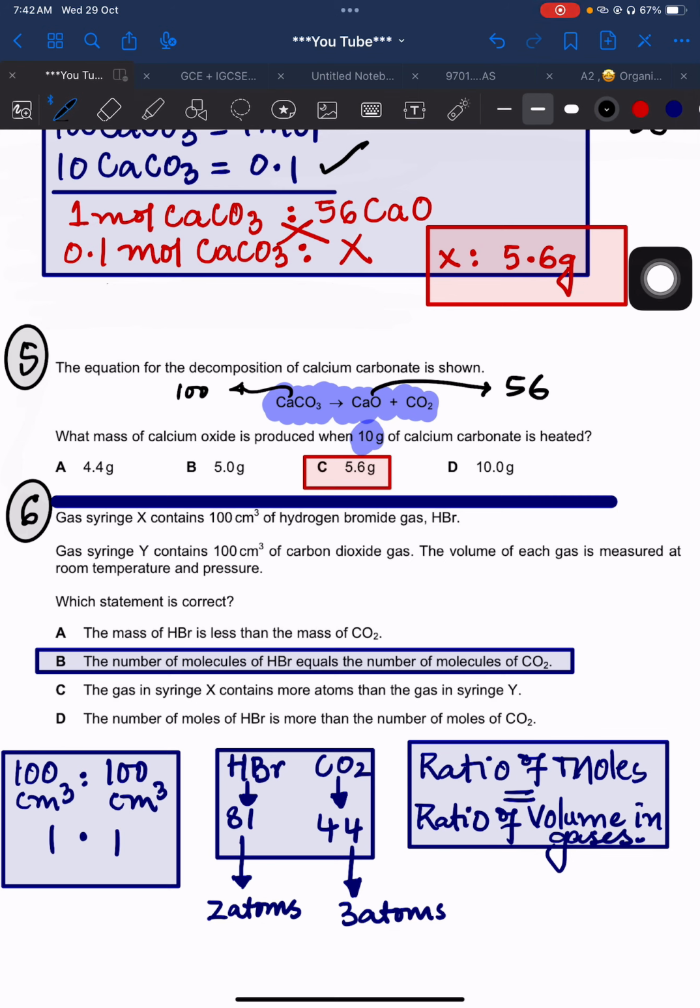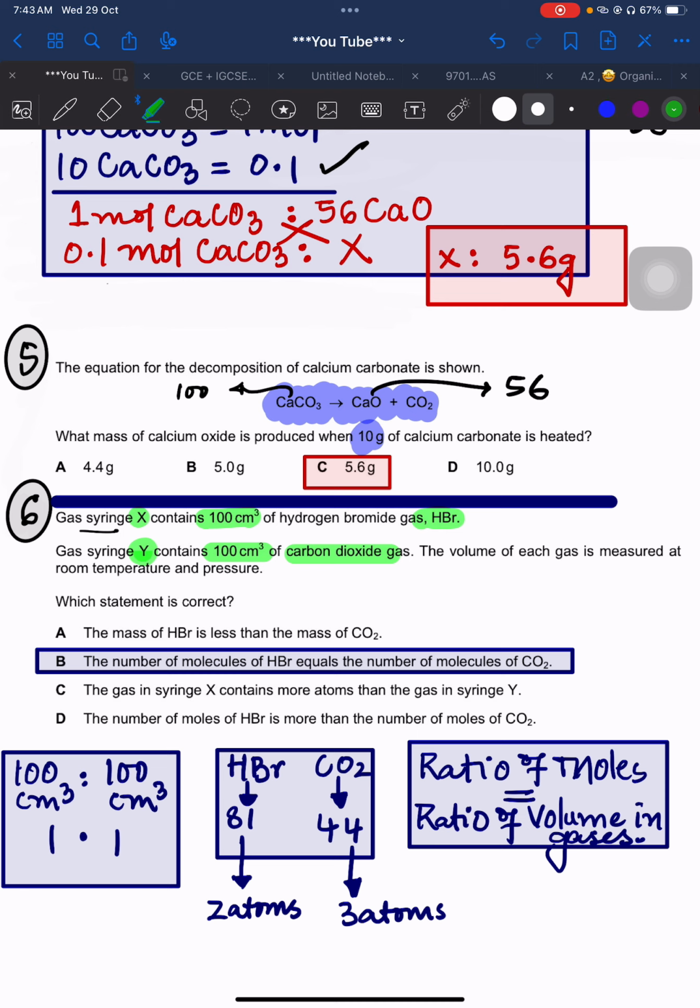For this question, gas syringe X contains, I am just spotlighting it, 100 cm³ of HBr, hydrogen bromide gas. Gas syringe Y contains 100 cm³ of carbon dioxide. We can highlight a few of the points. So this is X, this is Y, that is 100, that is 100, that is HBr, and that is carbon dioxide. The volume of each gas is measured at room temperature. The examiner might not give you the formula of HBr in your paper, so please be careful about that.